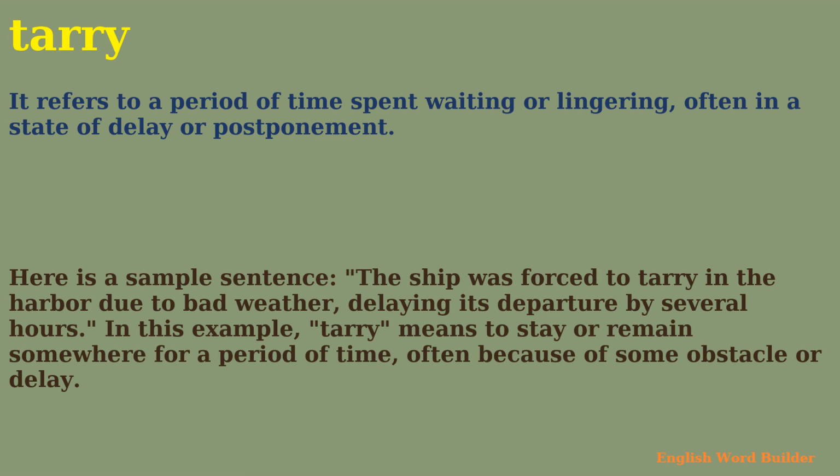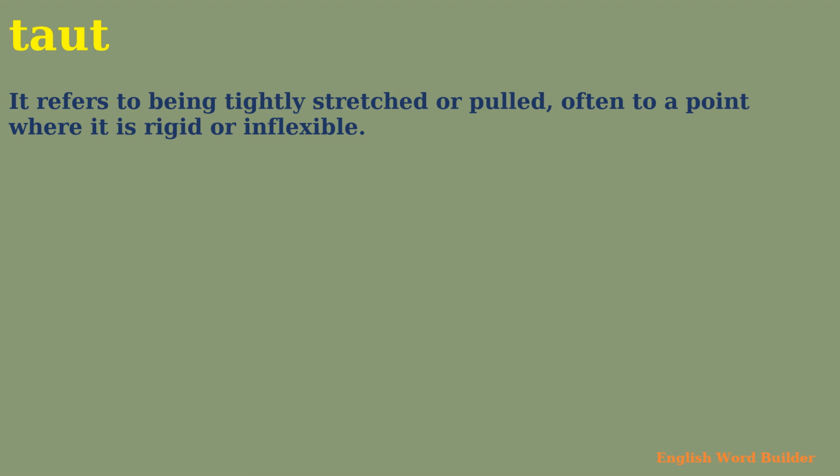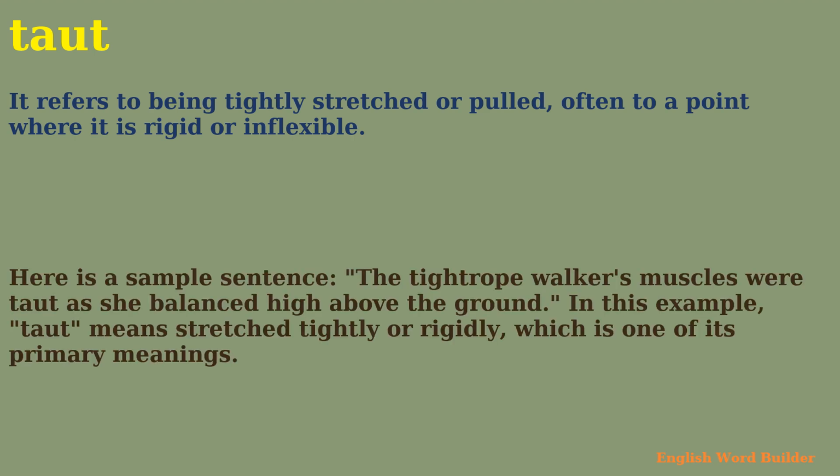Taut. It refers to being tightly stretched or pulled, often to a point where it is rigid or inflexible. Here is a sample sentence. The tightrope walker's muscles were taut as she balanced high above the ground. In this example, taut means stretched tightly or rigidly, which is one of its primary meanings.